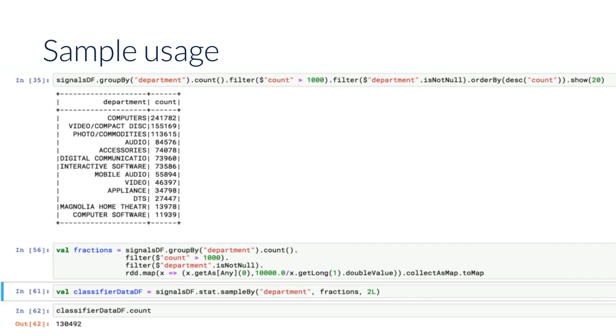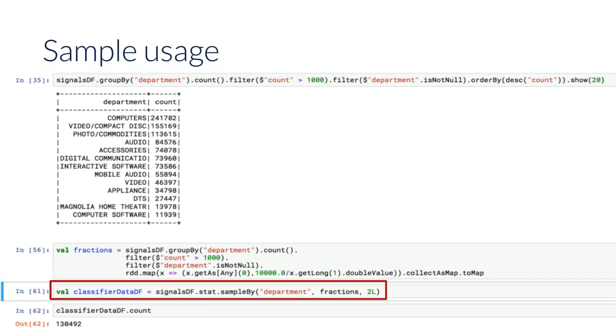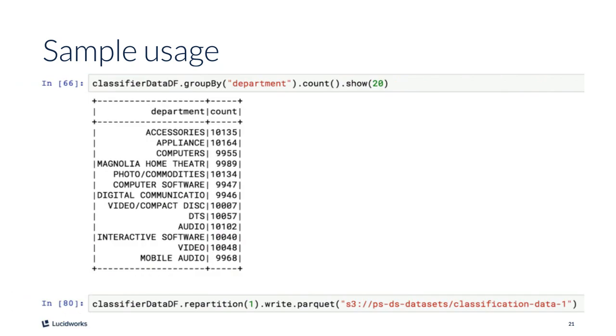Therefore, we are going to use Spark's functions to create a balanced data set out of this to train a machine learning model. What you see in the highlighted line here is that we are using Spark's inbuilt functions to sample this data set and create a balanced data set for usage. Here you can see that after sampling, we have roughly 10,000 records for each department in the data.